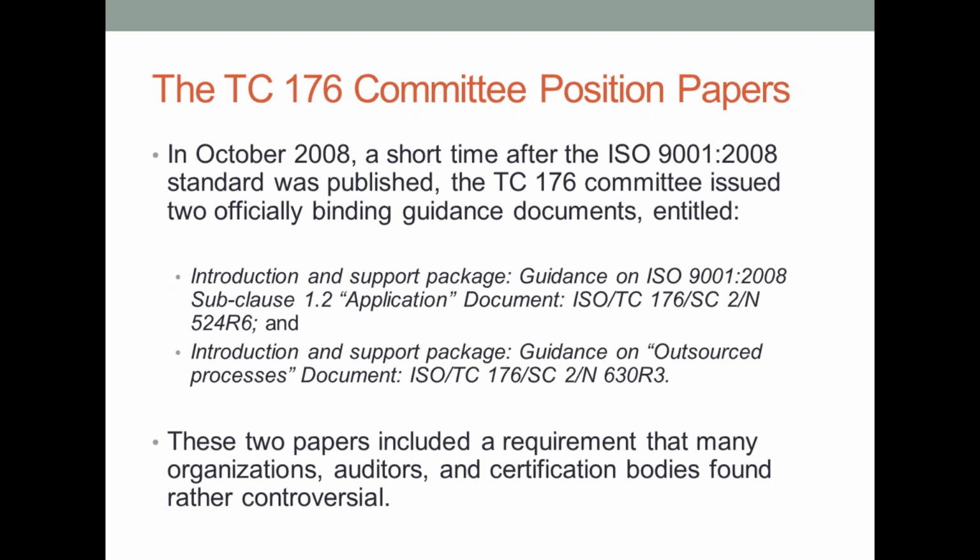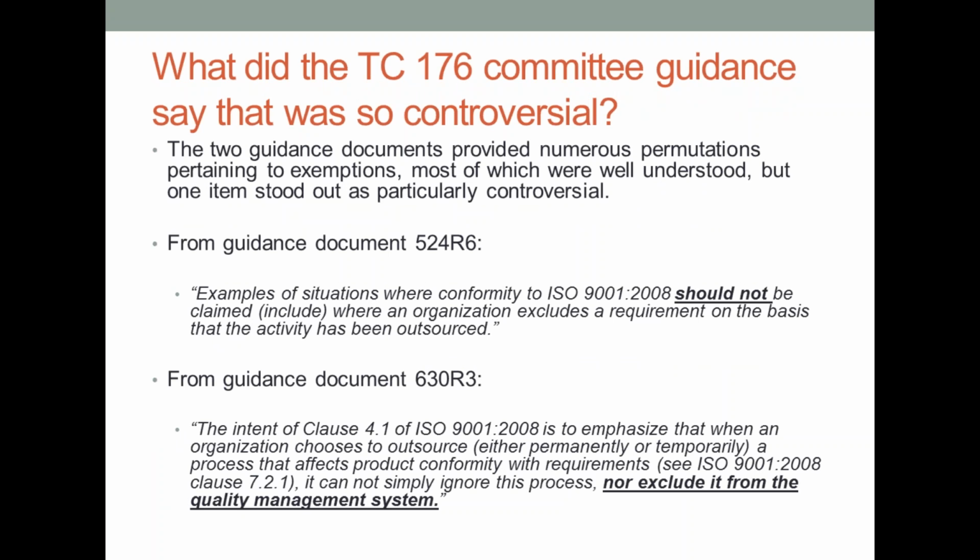And these were guidance on section 1.2 application and guidance on outsourced processes. Document numbers 524R6 and 630R3 respectively. Now, those two papers included a requirement that at the time was considered very controversial. So what, you ask, was considered so controversial? The two guidance documents had a lot of input pertaining to exemptions, many of which were well understood. But there was one item in the guidance that stood out as controversial.